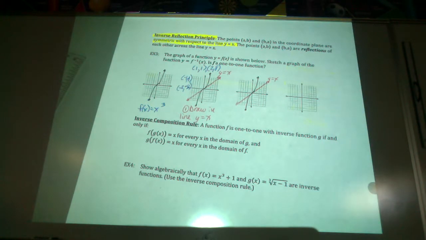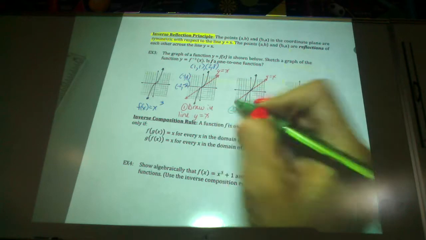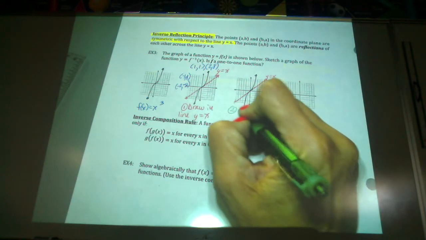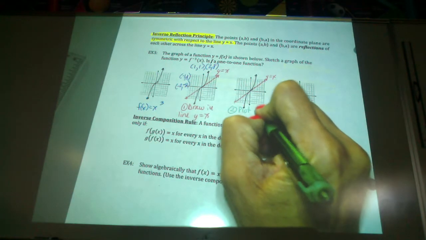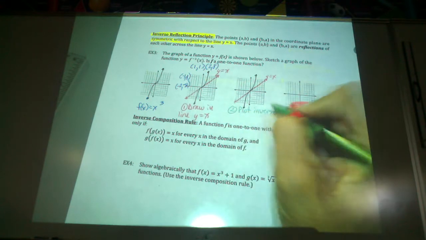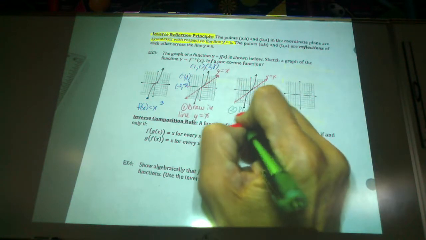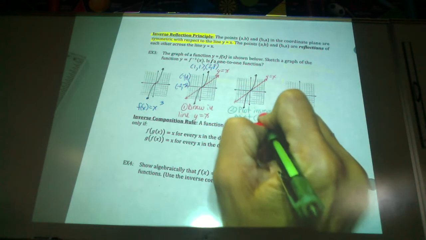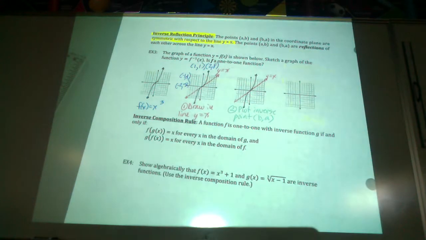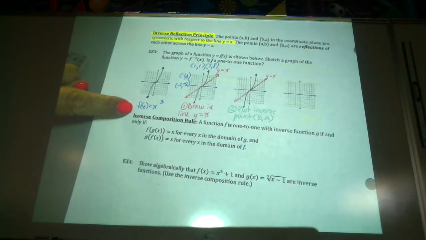So our second step, we are going to plot the inverse points, BA. So we've got to create these inverse points, because that's what the original function is. This line right here that we're going to take the inverse of, it's y equals x cubed.